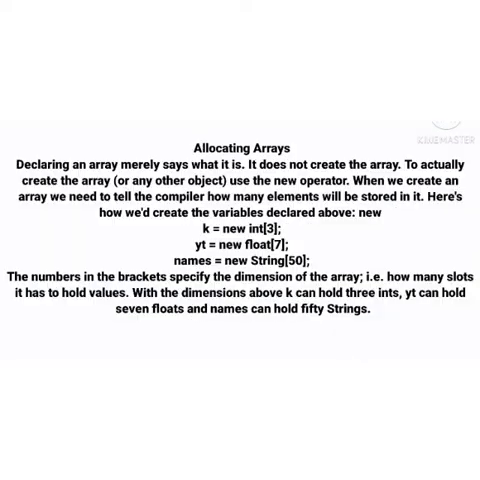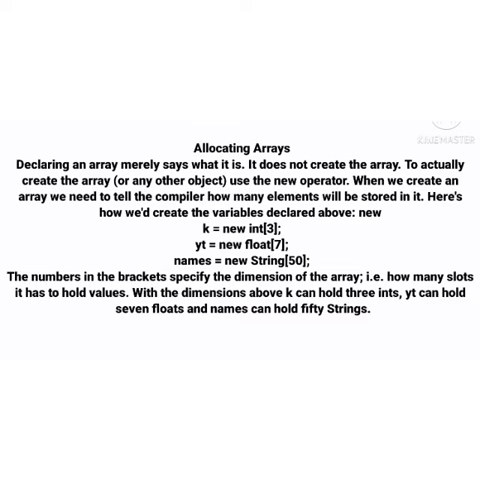Next one is allocating. Declaring an array does not create the array. To actually create the array, the new operator is used. When we create an array, we have to tell the compiler how many elements can be stored in it. Here we have taken k is equal to new int[3], yt is equal to new float[7], and names is equal to new String[50].